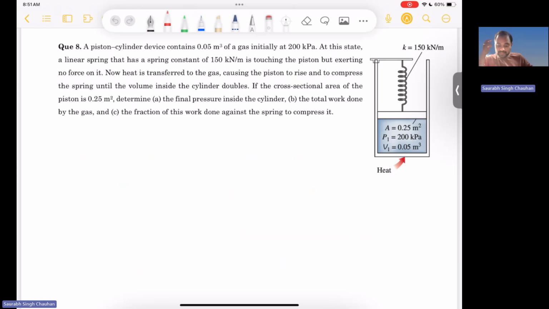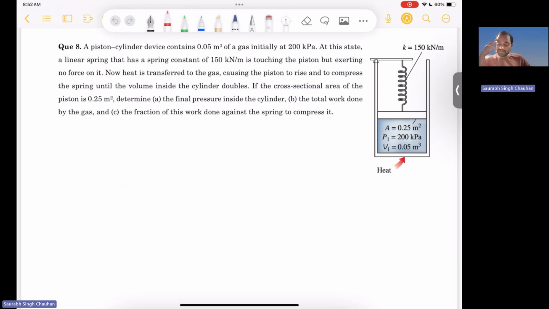So question 8 says, a piston cylinder device contains 0.05 meter cube of gas initially at 200 kilopascal. At this state, a linear spring, with a spring constant of 150 kilonewton per meter, is touching the piston but exerting no force on it. So there is one spring that is touching the piston, but it is not pushing or pulling the piston. It's just a free spring. It is a linear spring, so the force will be proportional to the displacement, or the compression or the elongation.